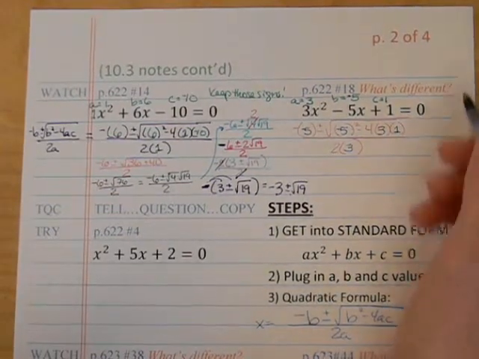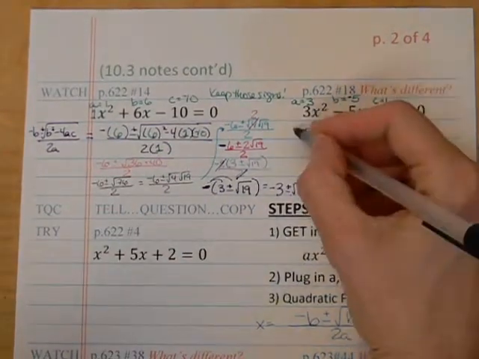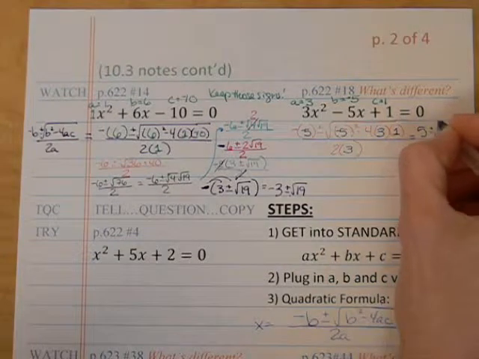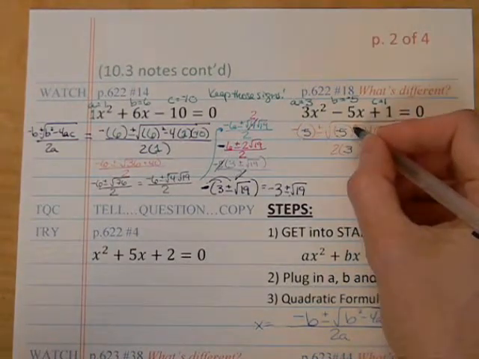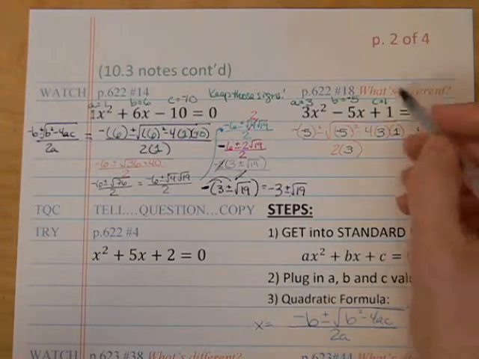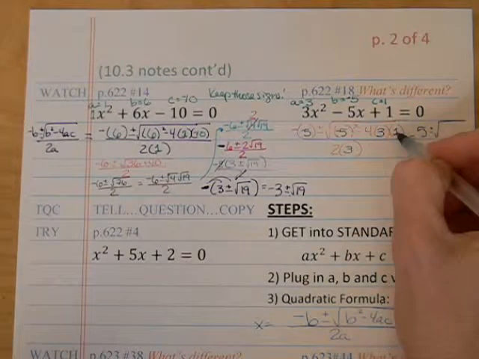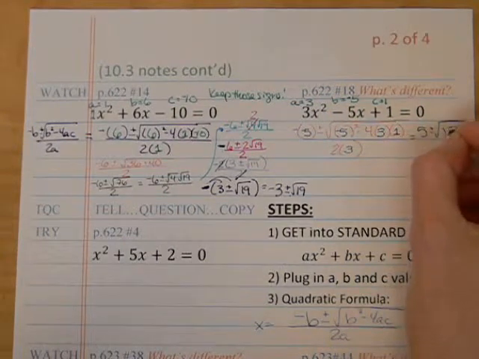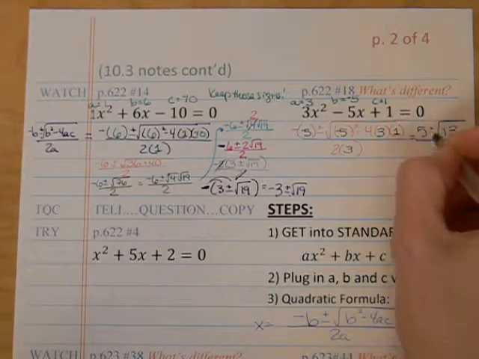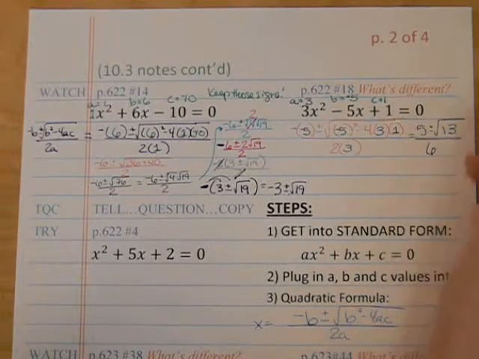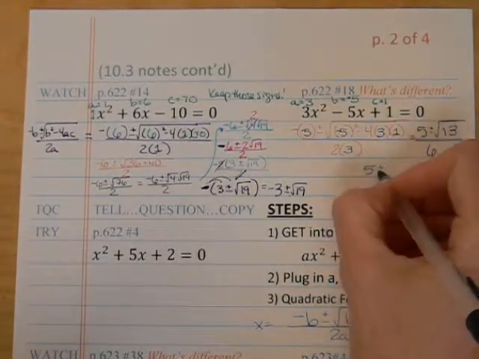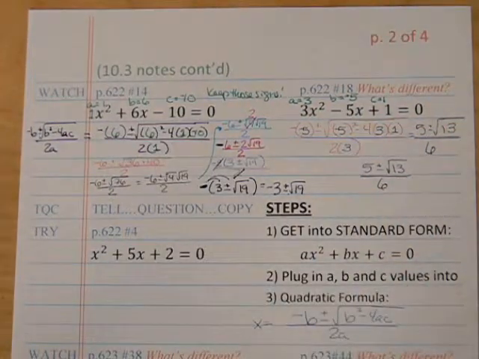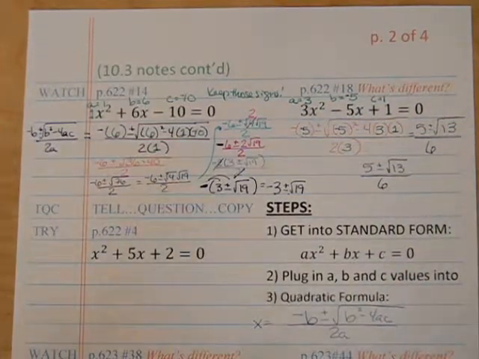And when you start to simplify that, you've got a positive 5, negative times a negative. It's going to be a positive 5 plus or minus. Inside the radical, we've got negative 5 squared, which is positive 25. Minus 4 times 3 times 1, which is minus 12. So we've got 25 minus 12. That's going to be radical 13, the whole thing over 6. So this one actually works pretty nicely here. 5 plus or minus radical 13 over 6. Pretty straightforward. Nothing can simplify there any further.